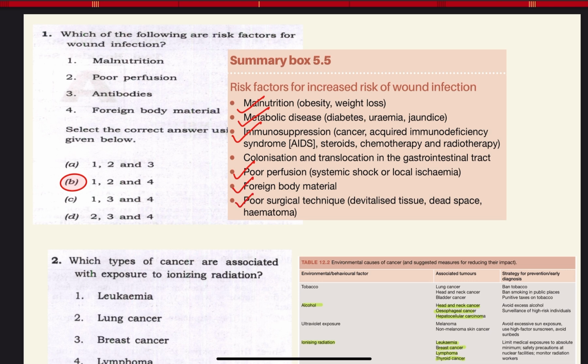So let's see what the options are. Malnutrition, yes, there is malnutrition. Poor perfusion and foreign body material. This is foreign body. Antibody is not related. There is immunosuppression, so it's a contrast. So the options are 1, 2 and 4. So B is the answer.